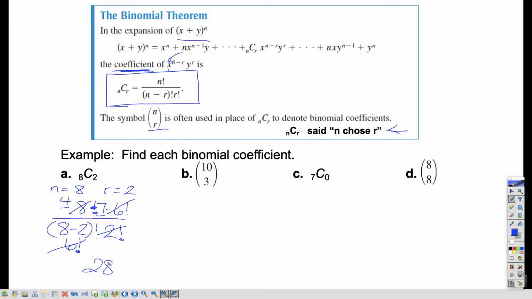Over 8 minus 2. No, it's 28. All this was 1. 8 minus 2 is 6 factorial. Oh, yeah, I got it.